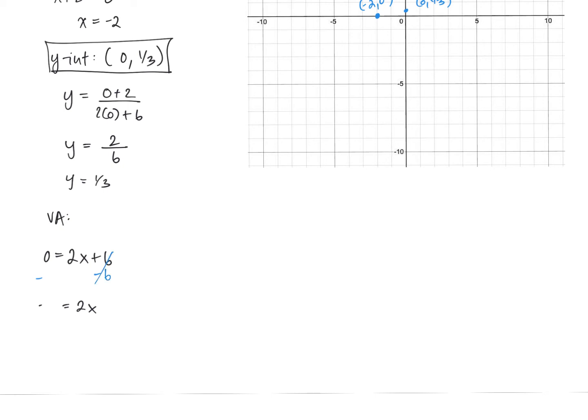Minus 6 from both sides. And then we'll go ahead and divide by 2. We get negative 3 equals x. So my vertical asymptote is at x equals negative 3. Once again, you have to use the line notation. So please make sure when you write your work down, your vertical asymptote is listed like that.